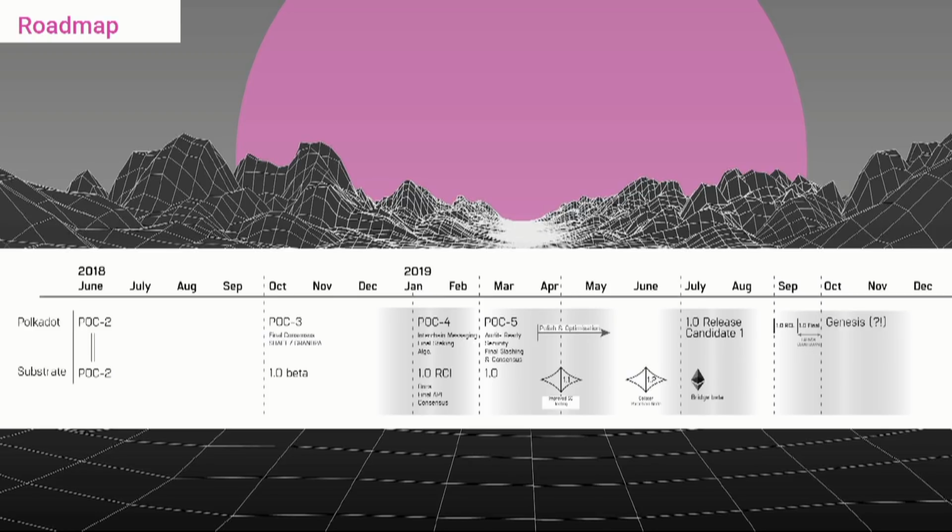Once we've integrated our new consensus, our Shaft consensus, that will be called the 1.0 beta. And that should come out over the course of the next 3 weeks. POC 4 is scheduled for sometime between January and February next year, and that will include interchain communication.